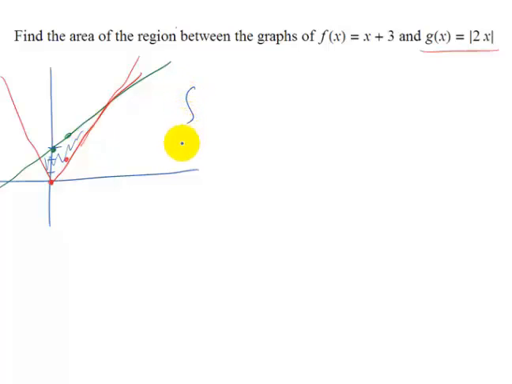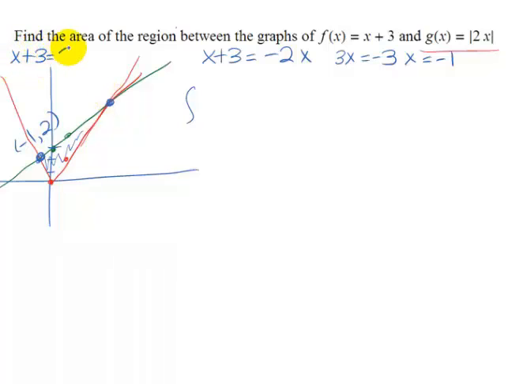So we first are going to have the integral from, well, let's find our points of intersection. So in quadrant 2, we're going to have x plus 3 equals negative 2x. So that would be 3x equals negative 3, so x equals negative 1. So this will be the point negative 1 and 2. Let's go ahead and find this point of intersection in quadrant 1, and that's going to be when x plus 3 equals 2x. So in other words, when x equals 3. So this will be the point 3 and 6.